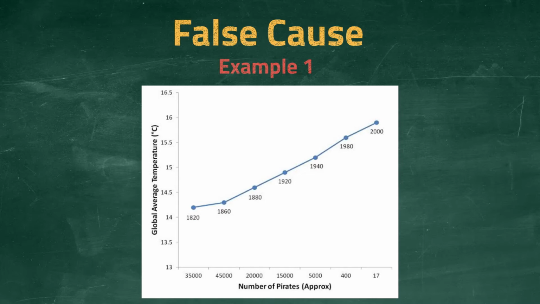Can we claim that pirates caused the increase in CO2 levels? If so, then is increasing the pirate population the solution to global warming? Or is it just a coincidence? The fact that as one goes up, the other goes down does not necessarily mean that one causes the other. In this case, it is more likely to be a coincidence.